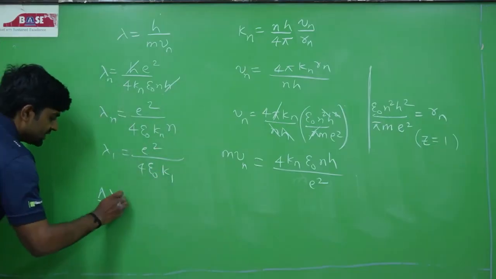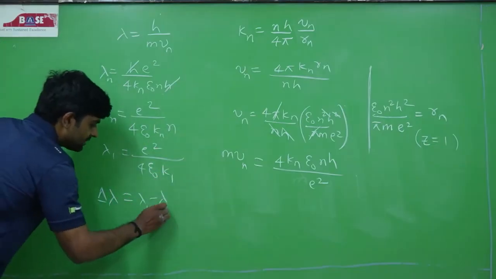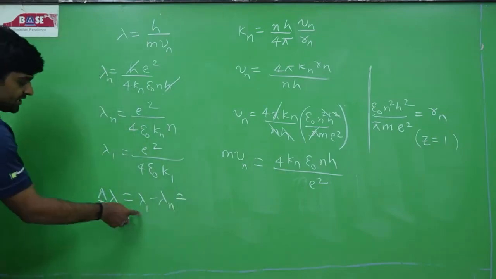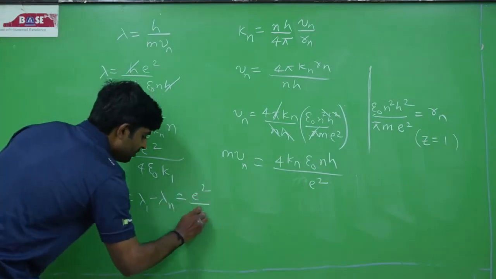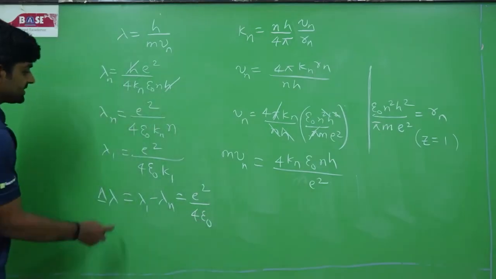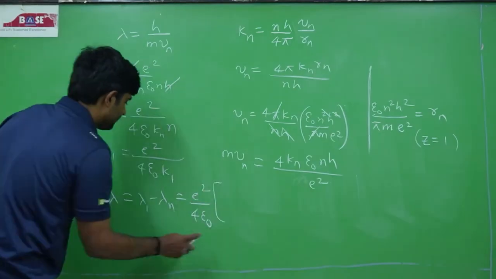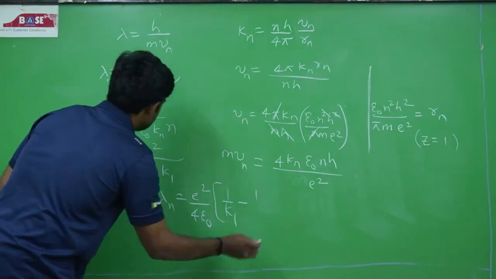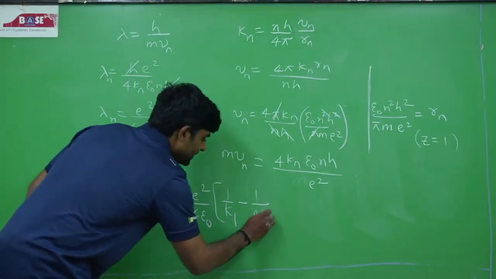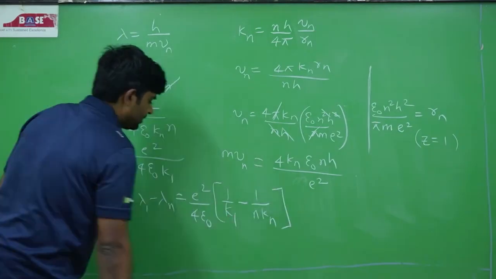So the change in the de Broglie wavelength is lambda 1 minus lambda n. This is the final state, this is the initial state. When you take the difference, you will have e squared by 4 epsilon naught, that's the common thing, and you will have 1 by K1 minus 1 by nKn. This is what we have.